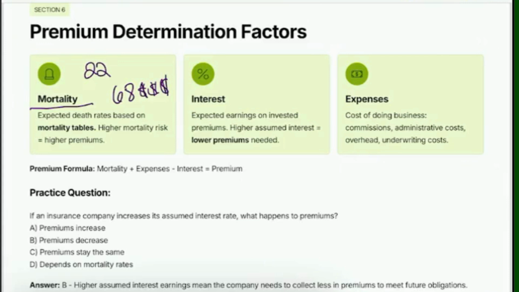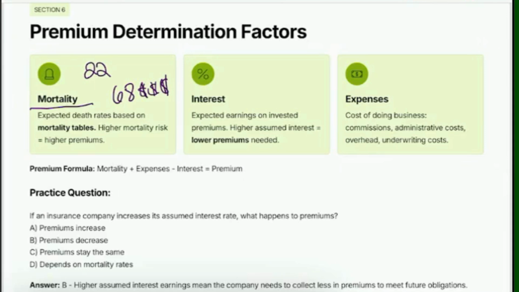They also take interest into account, right? Expected earnings on invested premiums. Higher assumed interest equals lower premiums needed. And expenses: costs of doing business, commissions, administrative costs, overhead, underwriting costs. All of those things go into determining the premium factors.